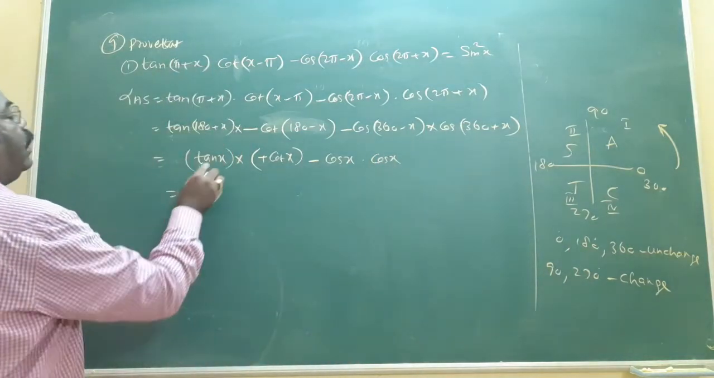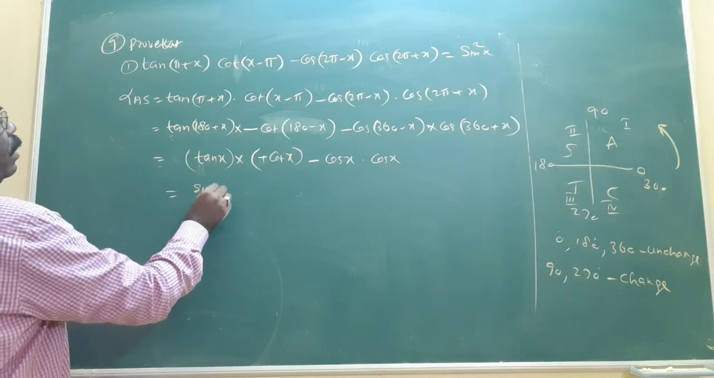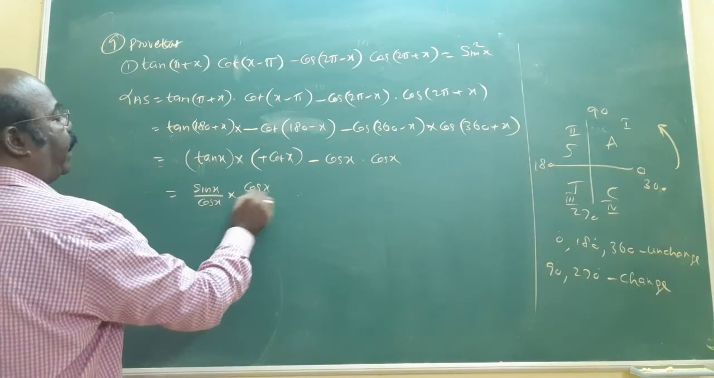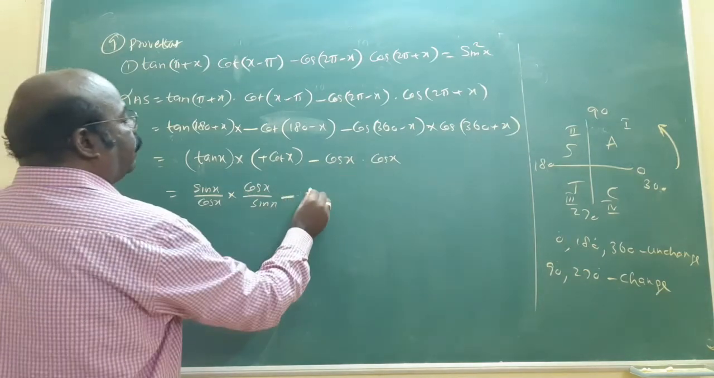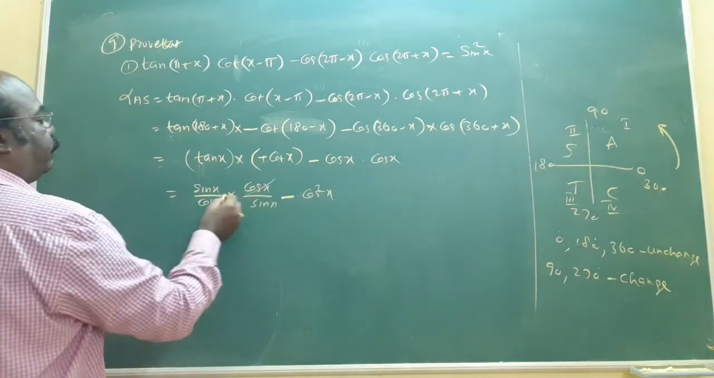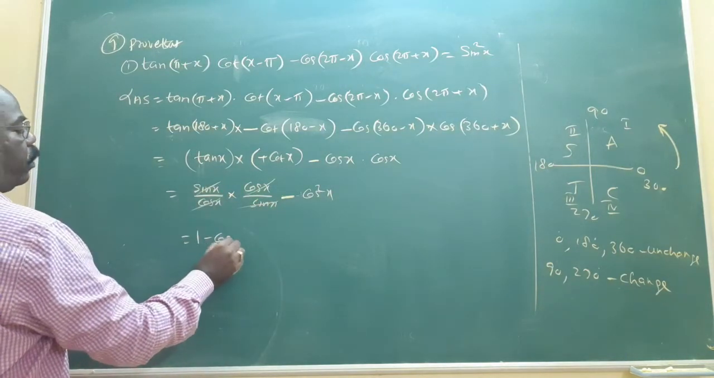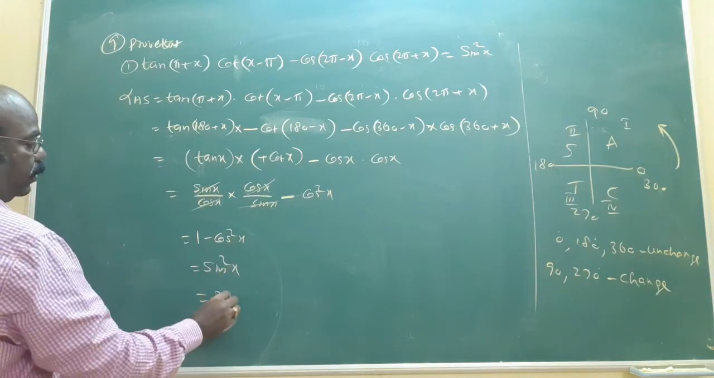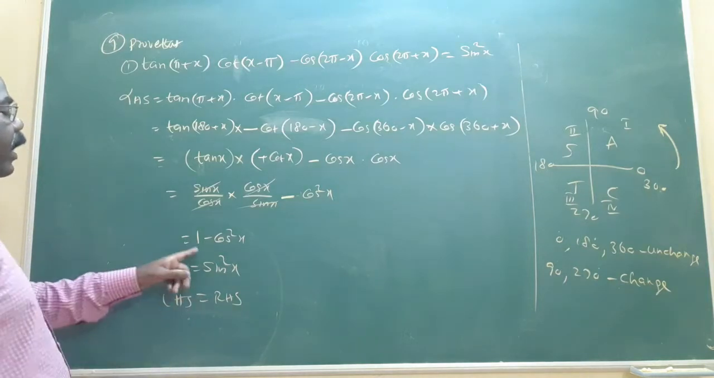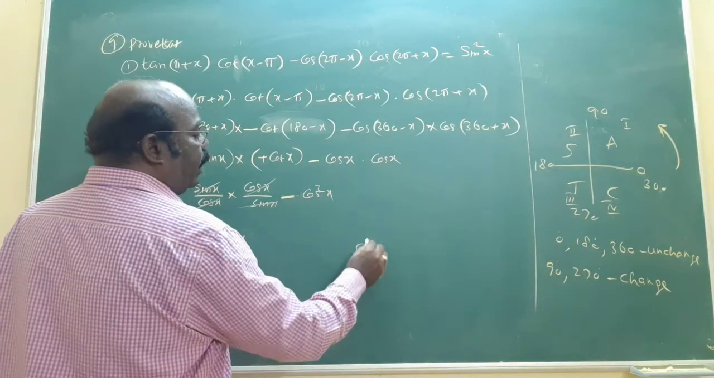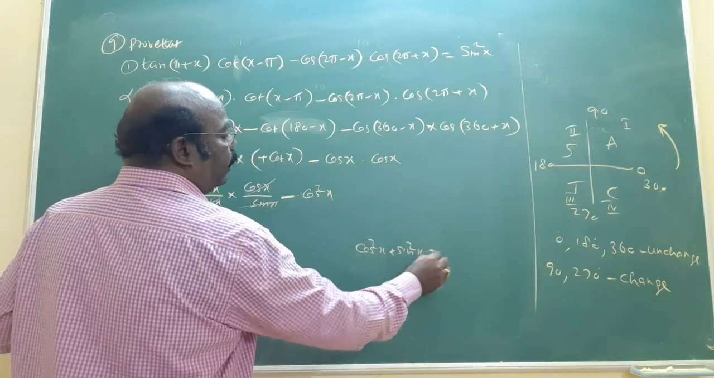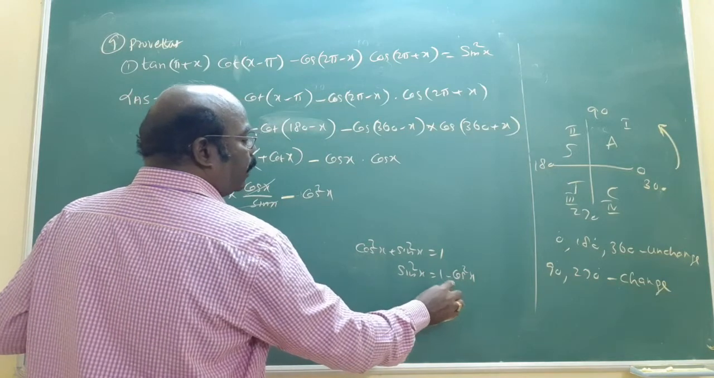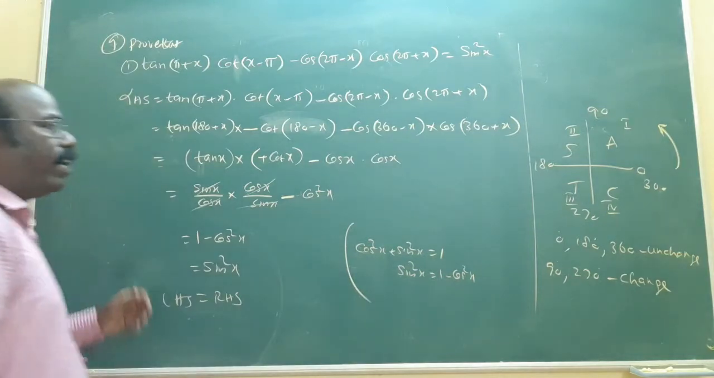Am I correct? Now, tan is what? Sin by cos. Into cot, which is cos by sin. Cos into cos is cos squared x. This will be cancelled. 1 minus cos squared x. The denominator identity for sin squared x is the answer. That is our lecture. What is the reason? Cos square plus sin square is the trigonometry identity. Am I correct? We want sin square x. 1 minus cos square x equals sin square x. This is a fundamental identity.